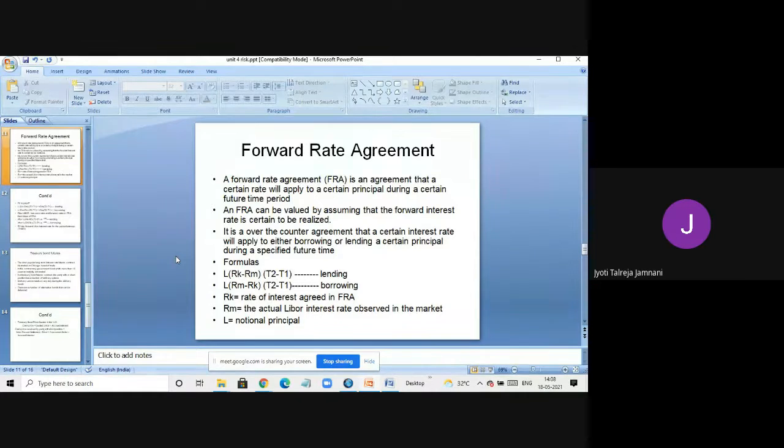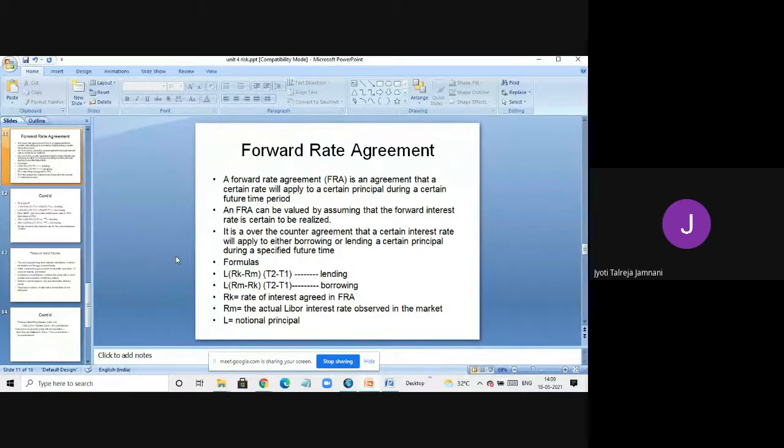So what is a forward rate agreement? That is, you decide the rate in advance. So you decide the rate today and you're going to pay it in the future. So we call it a forward rate. It's not going to be decided at that time. While taking the loan, the rate is decided and the payment is done in the future. So we had done sums on this also.